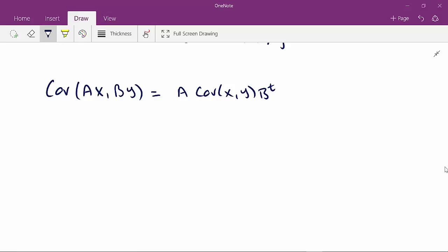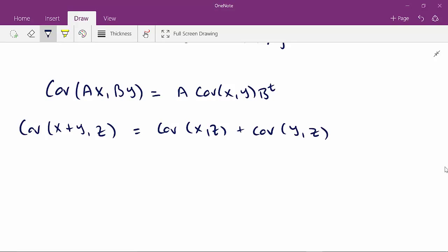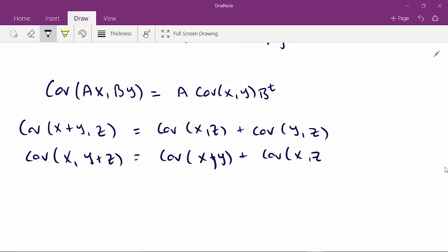The second thing is that, suppose we have three random variables, the covariance of x plus y and z is equal to the covariance of x and z plus the covariance of y and z. And similarly, the covariance of x and y plus z is equal to the covariance of x and y plus the covariance of x and z.